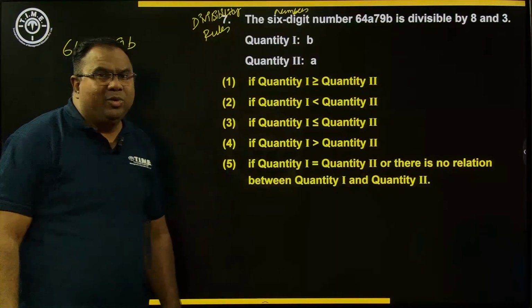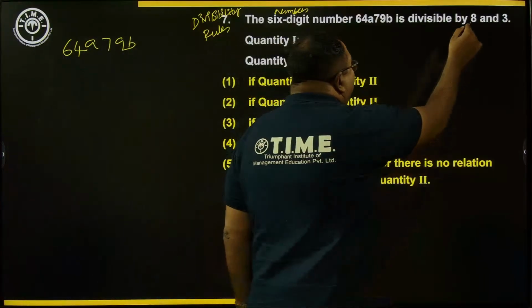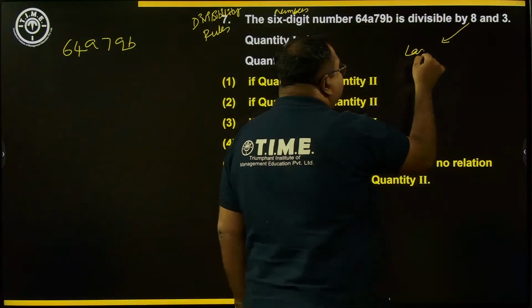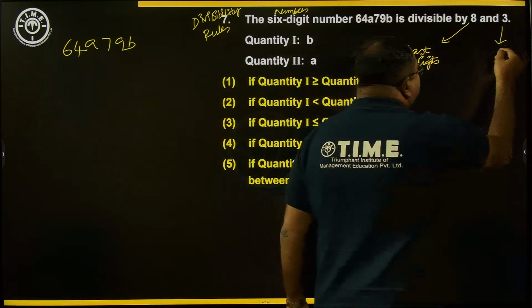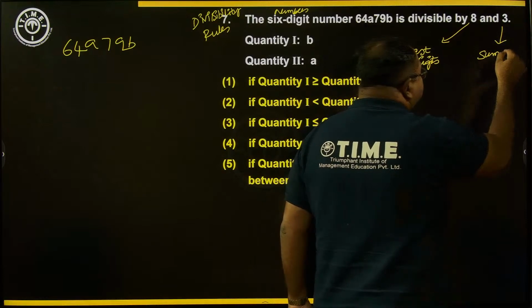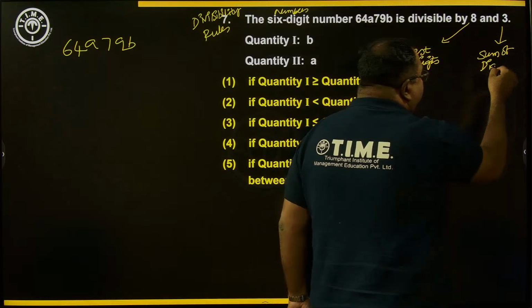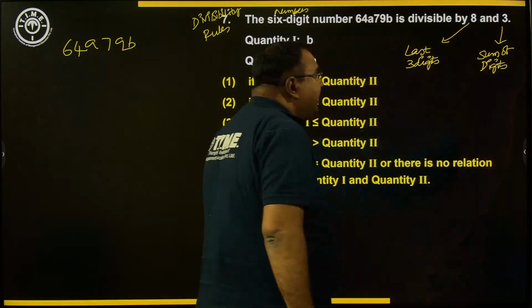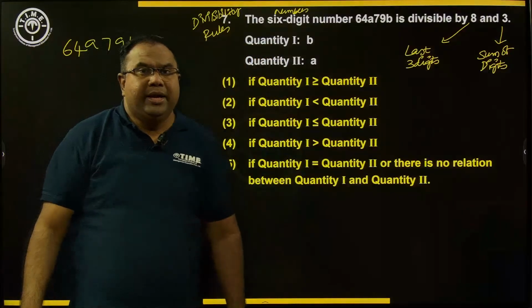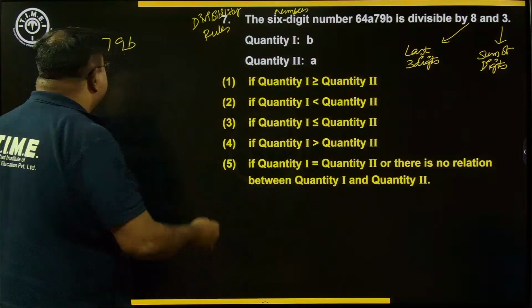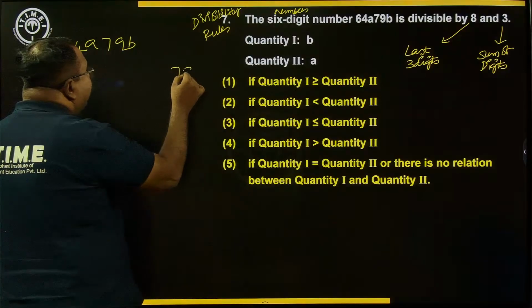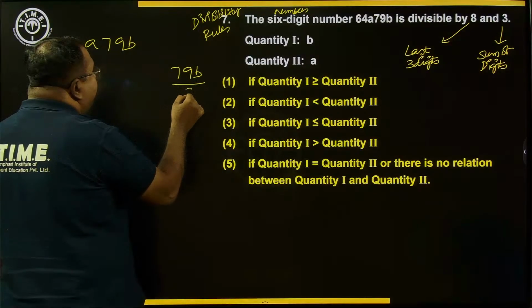What is the divisibility rule of 8? Last 3 digits should be divisible by 8. Divisibility rule of 3, sum of digits should be divisible by 3. Now, if you see this number, my last 3 digits are 7, 9, B, which should be divisible by 8.